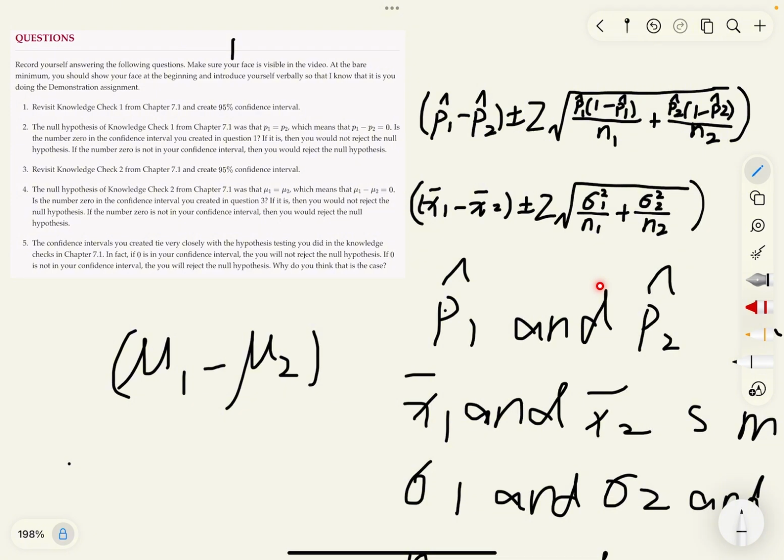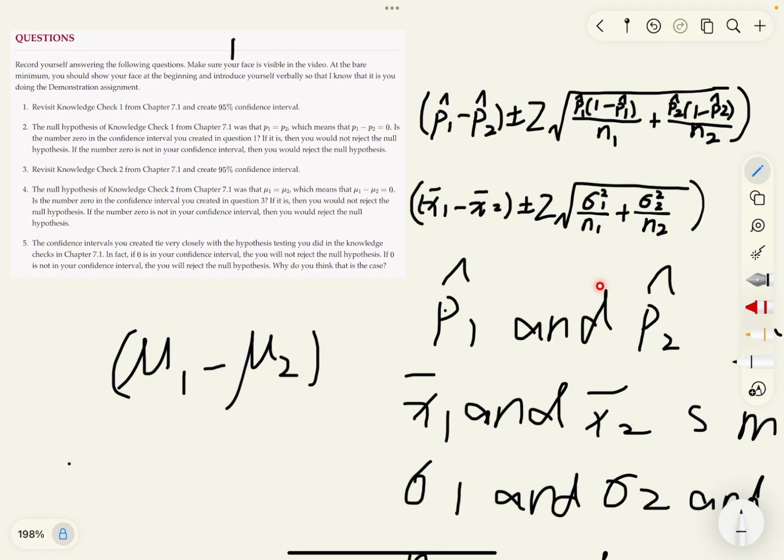For these questions, to interpret the confidence interval, if 0 is within the confidence interval calculated in question 3, you do not reject the null hypothesis. If 0 is not within the confidence interval, we need to reject the null hypothesis.